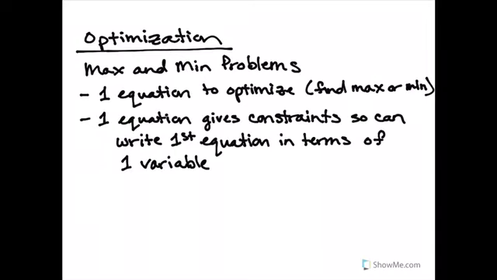So in these problems, you're going to have one equation that you write, and that's the equation that you want to optimize. So we're going to take the derivative of it. You're going to have another equation that helps you write the first equation in terms of only one variable.